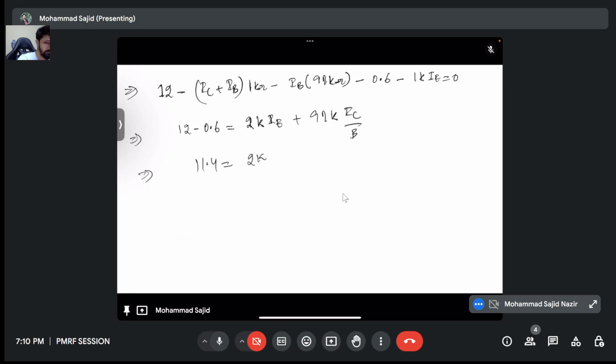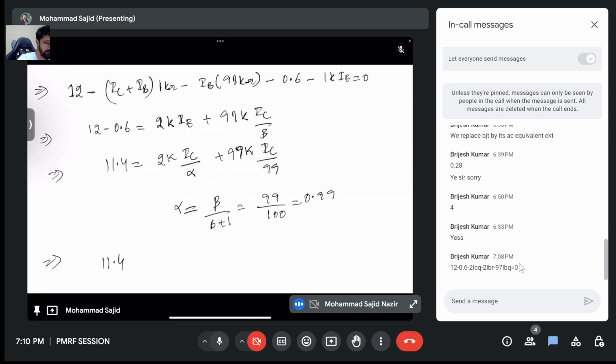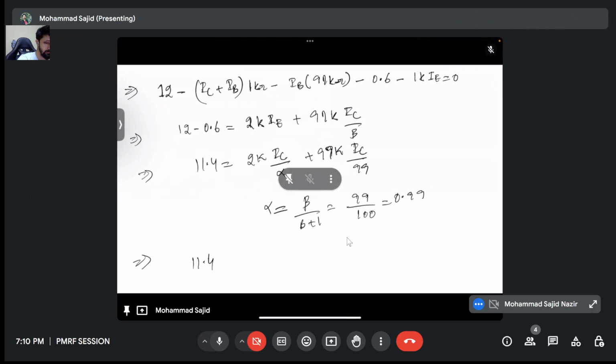So I can write here, we can directly write it as IC by alpha plus 97K times IC by beta, that is 99. Now what is alpha? From the first of the sections, we know that alpha can be written in terms of beta as beta divided by beta plus 1. So this will be 99 by 100, so 0.99. So 11.4. You can type your value here in the chat box as well if you have found the answer.